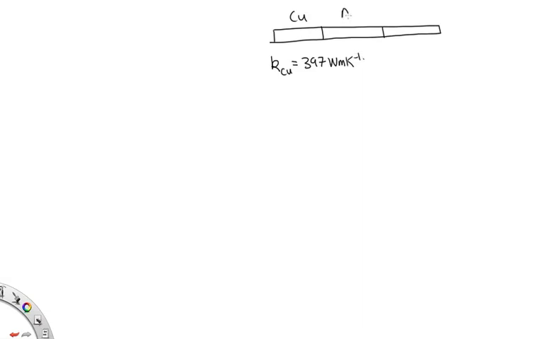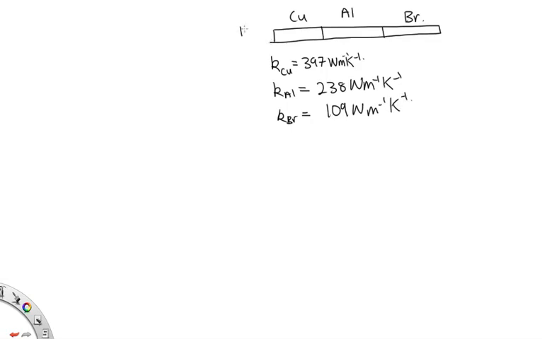We've got aluminium in the middle. K for aluminium is equal to 238 watts per meter per Kelvin. And then we've got brass on the end. The thermal conductivity of brass is equal to 109 watts per meter per Kelvin.